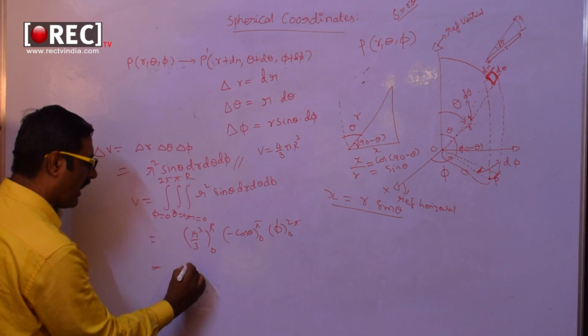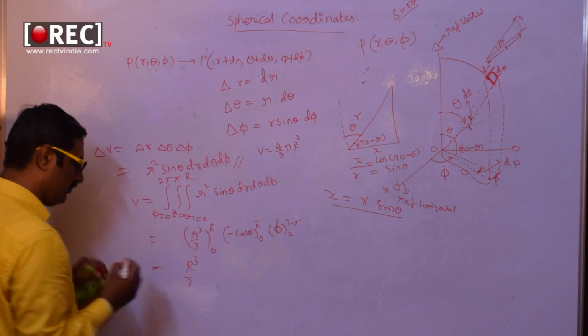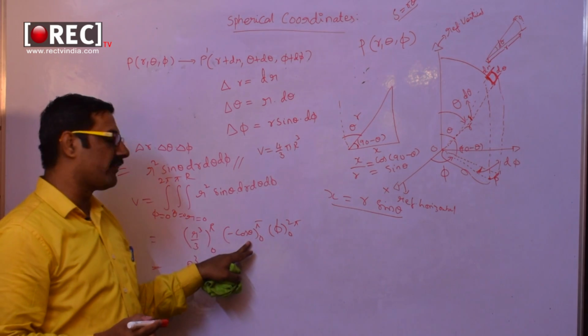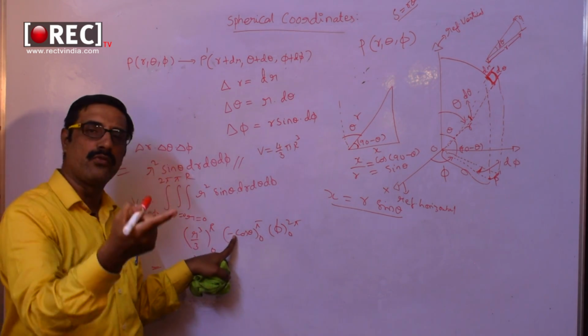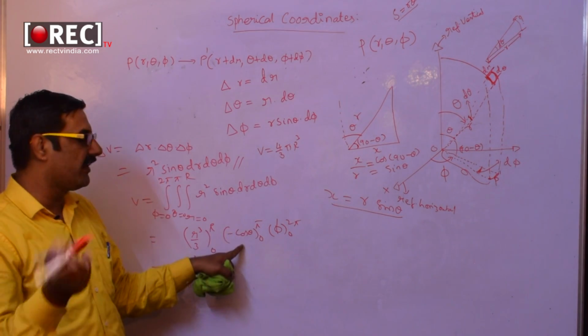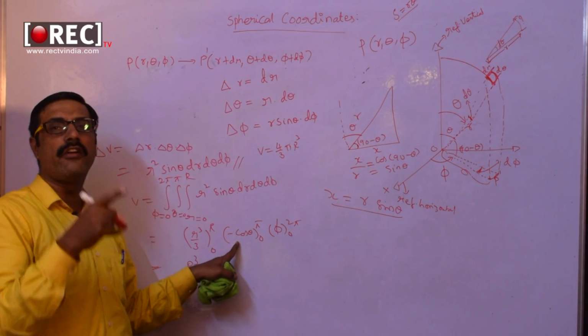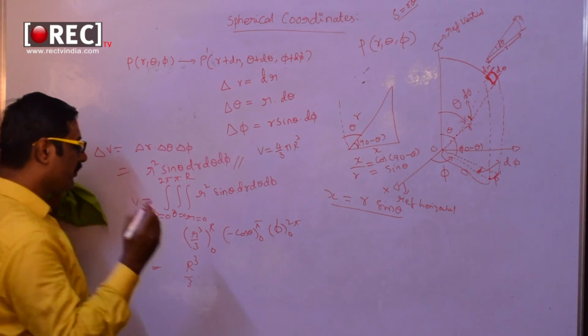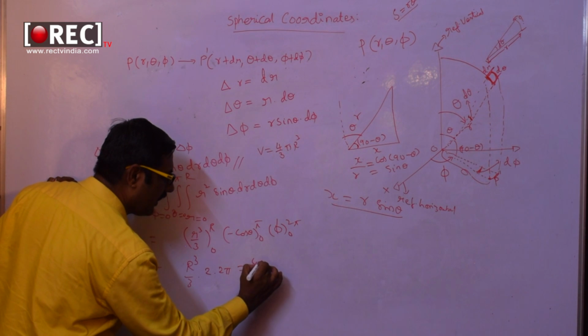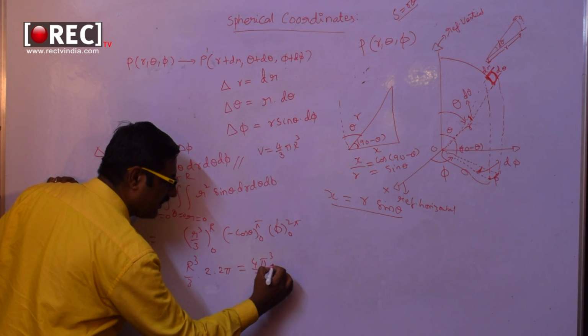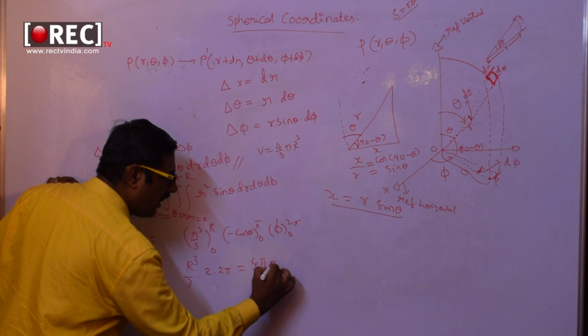So the first one is r cube by 3 into, what is minus cos pi? Minus cos pi is 1. And minus of, second minus would be the limit. So minus of minus cos 0, that is 1, minus of minus 1, which takes a value of 2. So r cube by 3 into 2 into 2 pi. So it is simply 4 by 3 into pi into r cube.